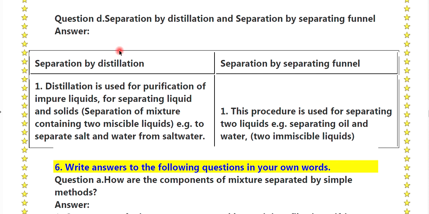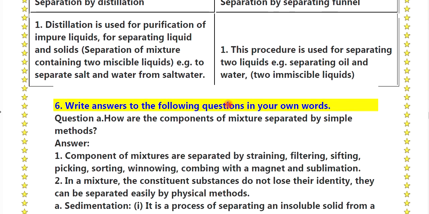Question number D, separation by distillation and separation by separating funnel. Answer: separation by distillation. In that first point, distillation is used for the purification of impure liquids, for separating liquids and solids. Example, to separate salt and water from salt water. Separation by separating funnel, the procedure is used for separating two liquids. Example, separating oil and water, two immiscible liquids.